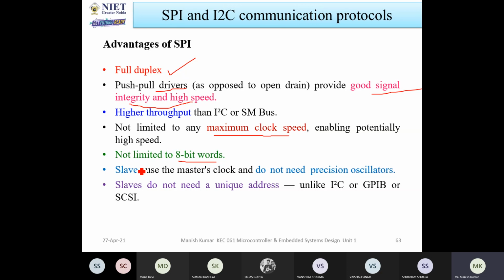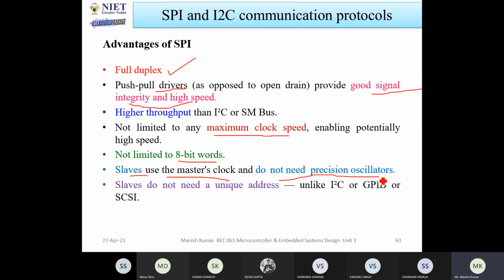Next is slaves use the master's clock and do not need precision oscillators. What is the advantage? The master generates the clock and provides it to the slave devices, so there is no need to use an oscillator for slaves. So this is one advantage.